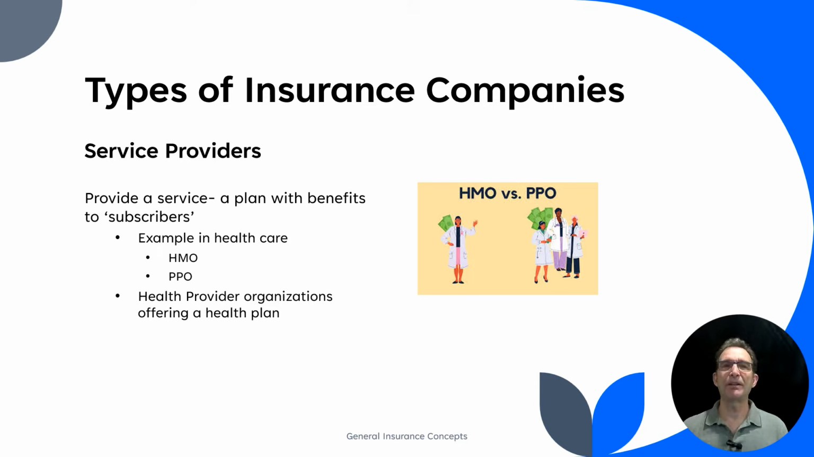Okay, service provider is another type of insurance company. Now you're going to see this more so on the healthcare side. Some of you may have heard of HMOs and PPOs. HMO is a health maintenance organization. PPO is preferred provider organization. That's why it's a little tricky to say. So these are two plans that, in this case, are health provider organizations that offer a health plan.